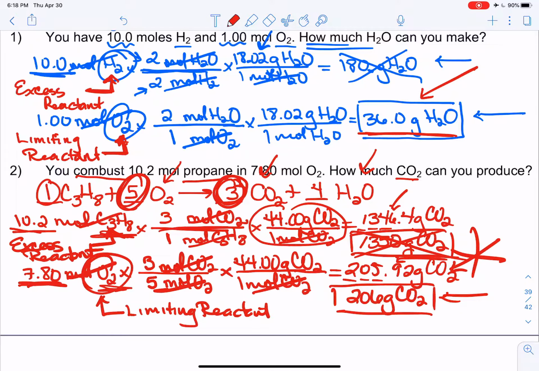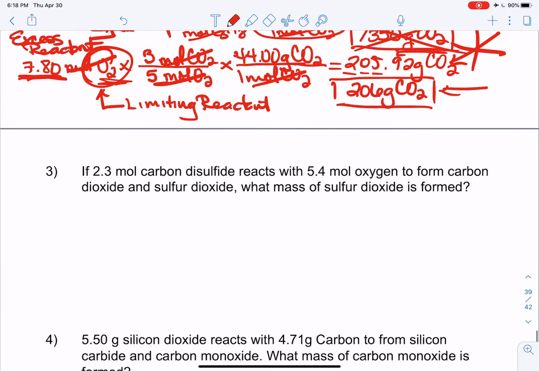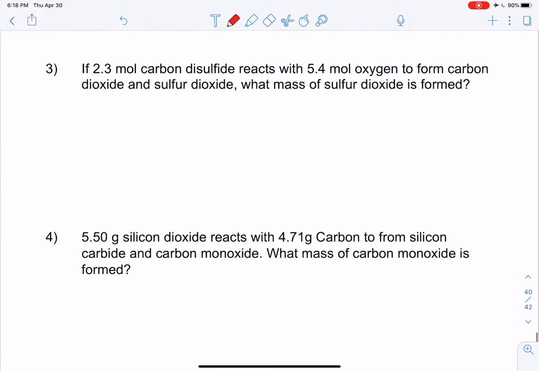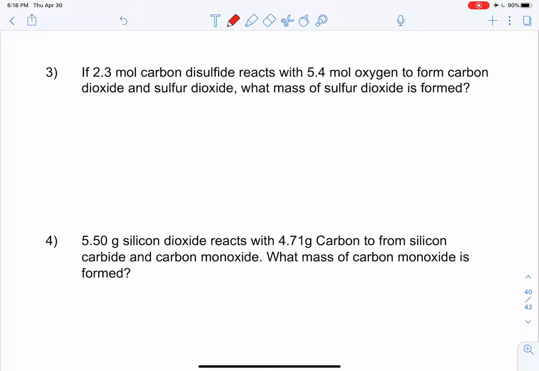And that brings us to another problem. Yay! Okay, so this one says you've got 2.3 moles of carbon disulfide, and it's going to react with 5.4 moles of oxygen to form carbon dioxide and sulfur dioxide. What mass of sulfur dioxide is formed? Okay, so we've got to put together the what first?